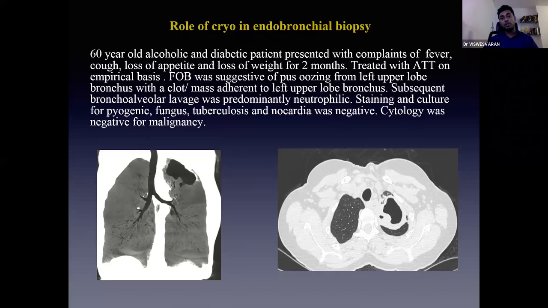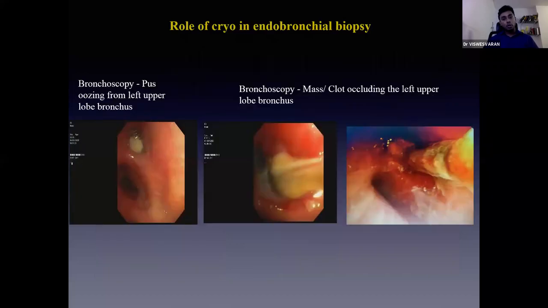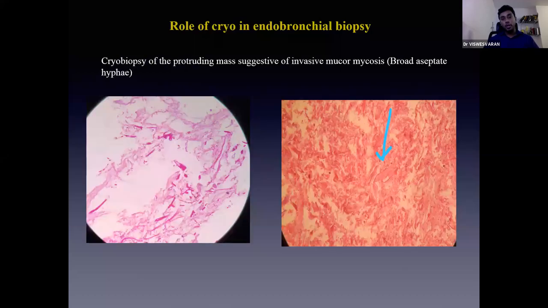A patient presented, a 60-year-old alcoholic diabetic with fever, cough, loss of appetite, and loss of weight, treated with empirical TB treatment with no response. FOB was done, which showed pus oozing from the left upper lobe. All the cultures were negative, including the GeneXpert. Cytology was negative for malignancy. There was a thick material seen, and we attempted a cryo extraction of this mass-like lesion. In the end, it turned out to be invasive mucormycosis. So cryo can also help in diagnosing alternate conditions in a patient who is on ATT and not responding to treatment.